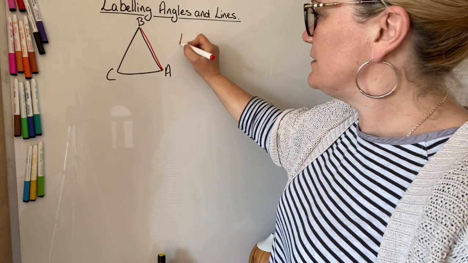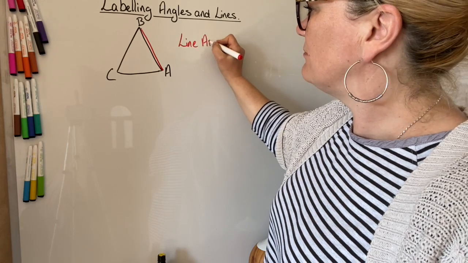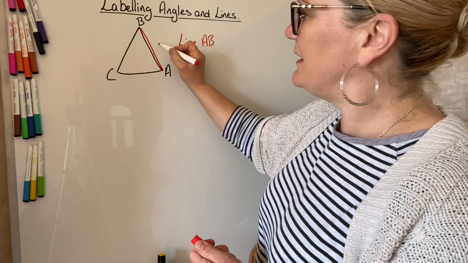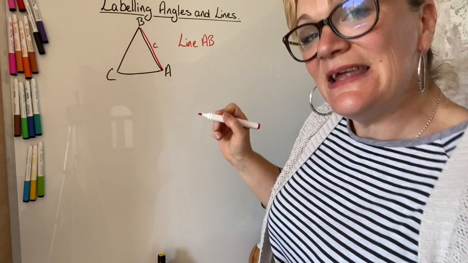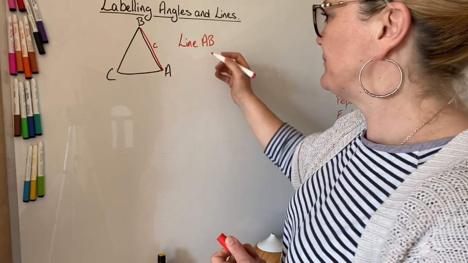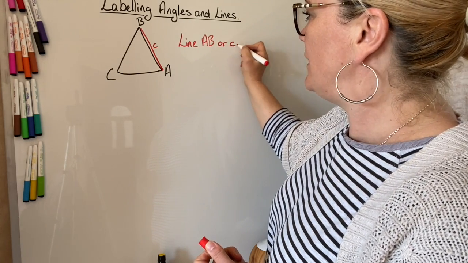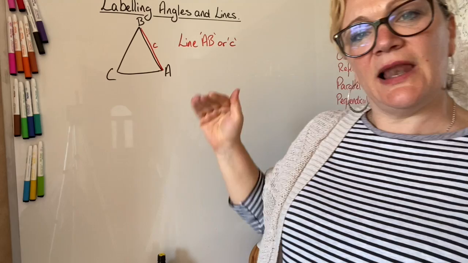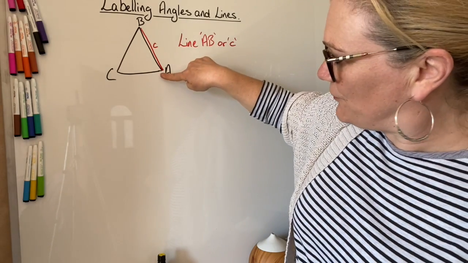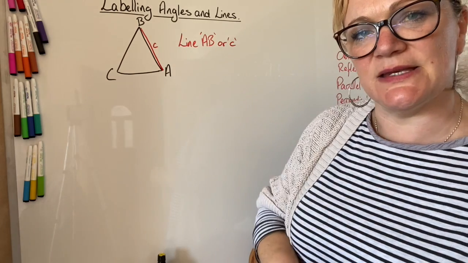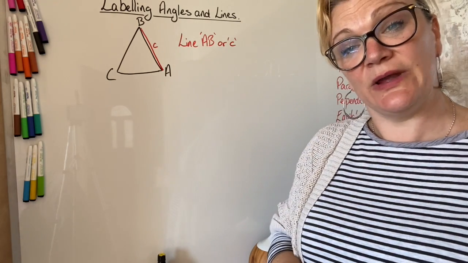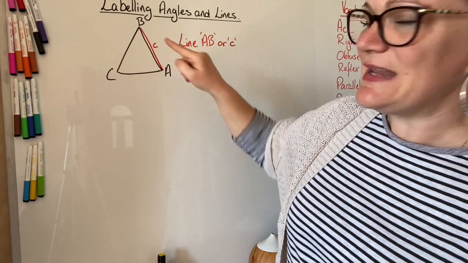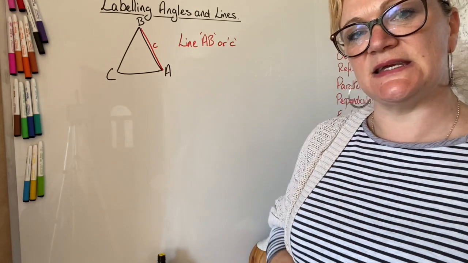Now I can call this line here, the one that goes between A and B, two things. I could call the line AB and describe it like that, or I could call it line c, and that would be a lowercase c. So line AB or lowercase c. That's because when we're labelling these lines, we either label it from where we start to where we end up, using the capital letters of the points, and the points are always labelled with capital letters, or we label it with the lowercase letter that's opposite the angle.